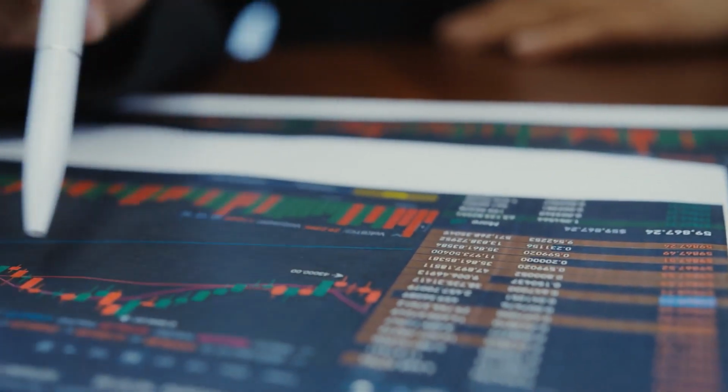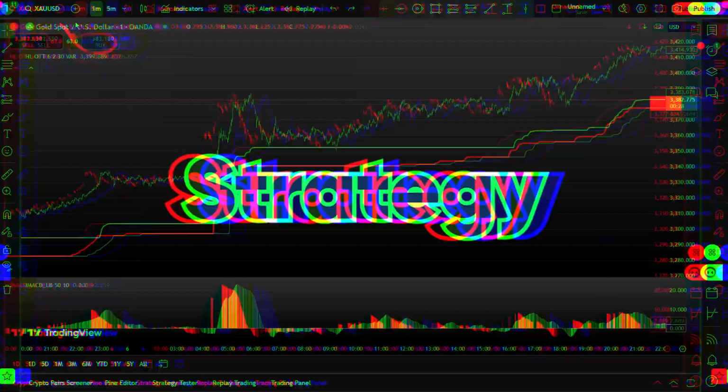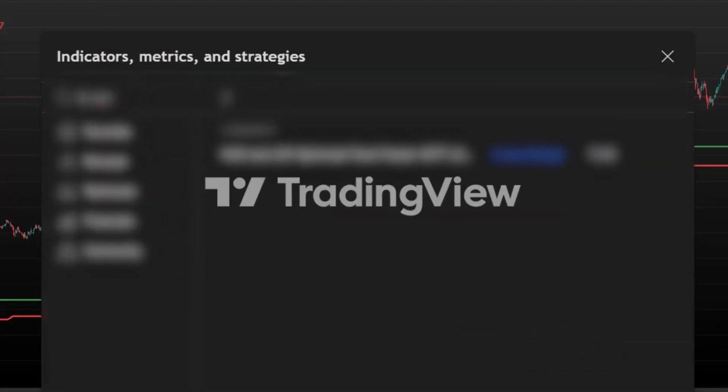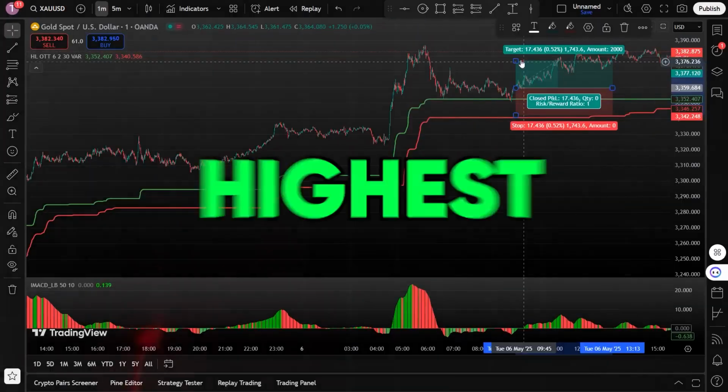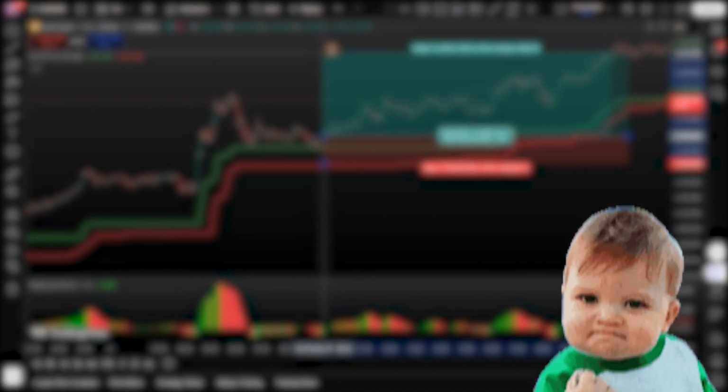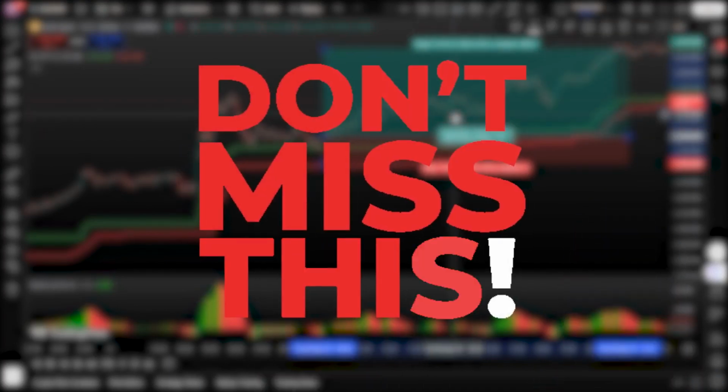Today we're going to explore one of the best scalping strategies in the 1-minute time frame created using 2 free indicators on TradingView, which will help us achieve the highest possible win rate. If you're looking for a strong strategy for short-term trading, don't miss this video.